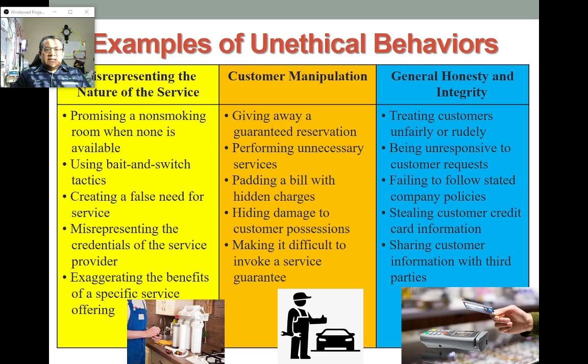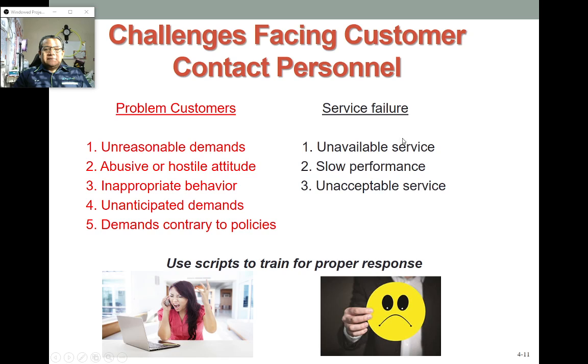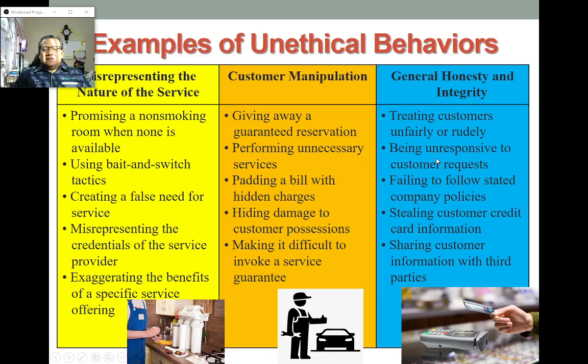Let's take a look at some of the behavior of, for example, unethical customers. So what could they do? For example, misrepresenting the nature of service. Some of the unethical behavior, I would say here, is customer manipulation by contact personnel. Contact personnel could also show a lack of honesty and integrity. So these are some of the unethical behaviors of contact personnel.